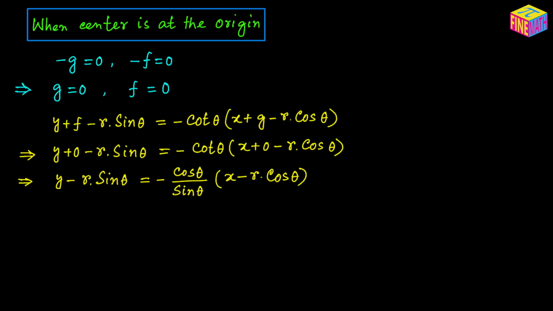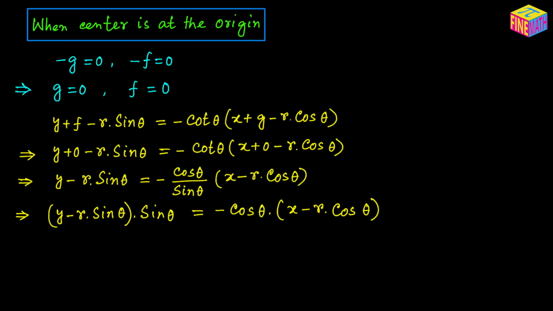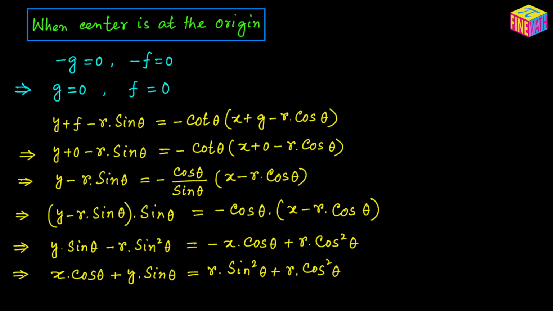In place of cotangent of theta, I have written cosine of theta over sine of theta. And if we cross multiply, the equation is going to look like this. And then if we remove the parenthesis, the equation is going to look like this. And then if we bring the x and y terms to the left hand side and bring everything else to the right hand side, the equation is going to look like this. And the right hand side can be written like this.